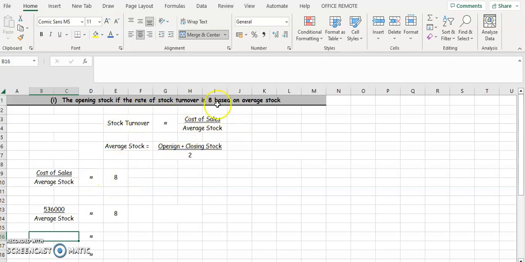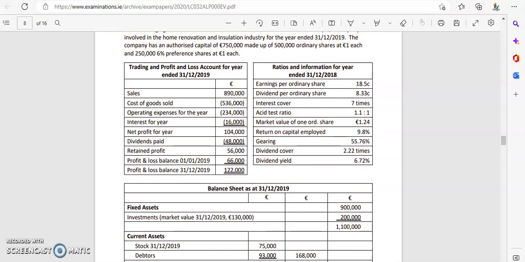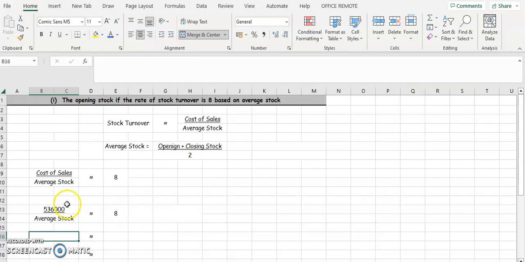So taking this formula, we're filling in the information we have. It's telling us that the stock turnover is 8, so cost of sales divided by average stock is equal to 8. Now we need to start filling in this formula, so we're going back to the question to find our cost of sales figure. In our trading profit and loss account, the cost of goods sold, your cost of sales, is 536,000. So we fill in the formula: 536,000 divided by average stock is equal to 8.